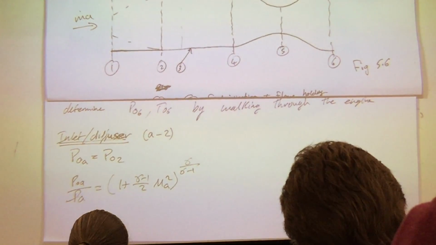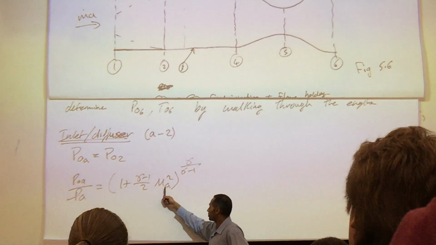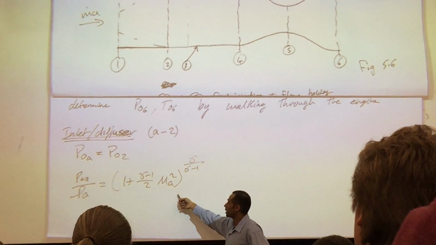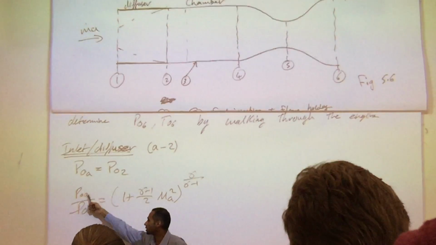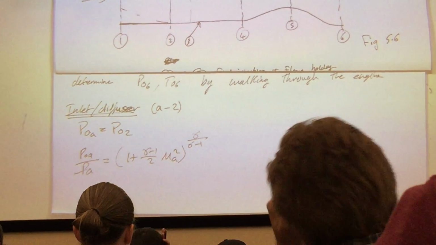So I don't control the atmosphere, so I have my static pressure coming in, and primarily what I control is the Mach number of the aircraft. So I can substitute in here and find my stagnation pressure. The stagnation pressure is really equal to stagnation pressure 2.